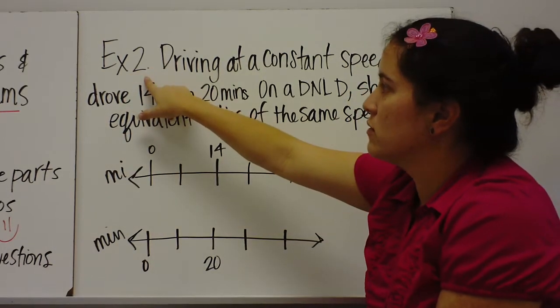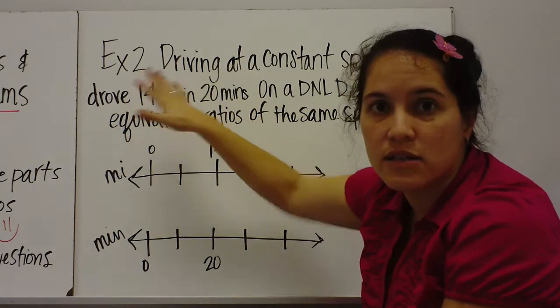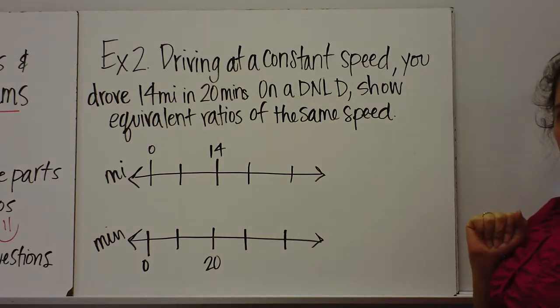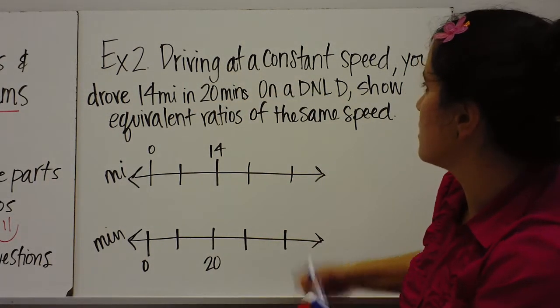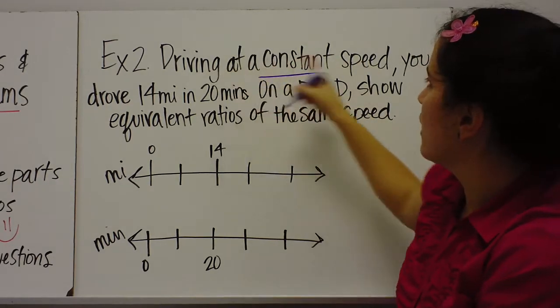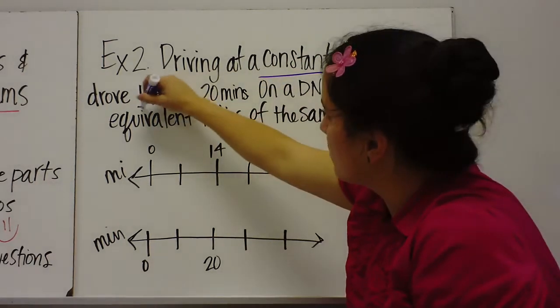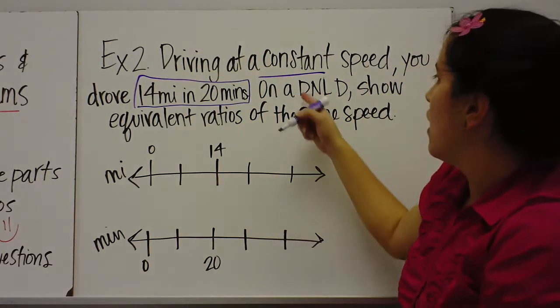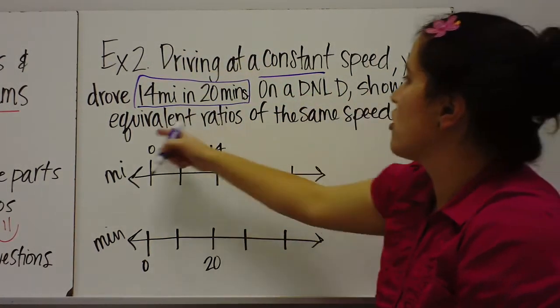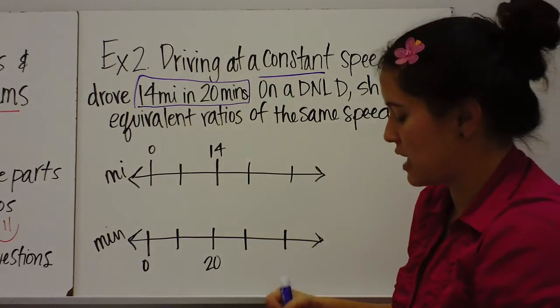So example 2. Pause it so you can write this down. Driving at a constant, this word constant is important, driving at a constant speed, you drove 14 miles in 20 minutes. So there is our ratio. On a double number line diagram, show equivalent ratios of the same speed.